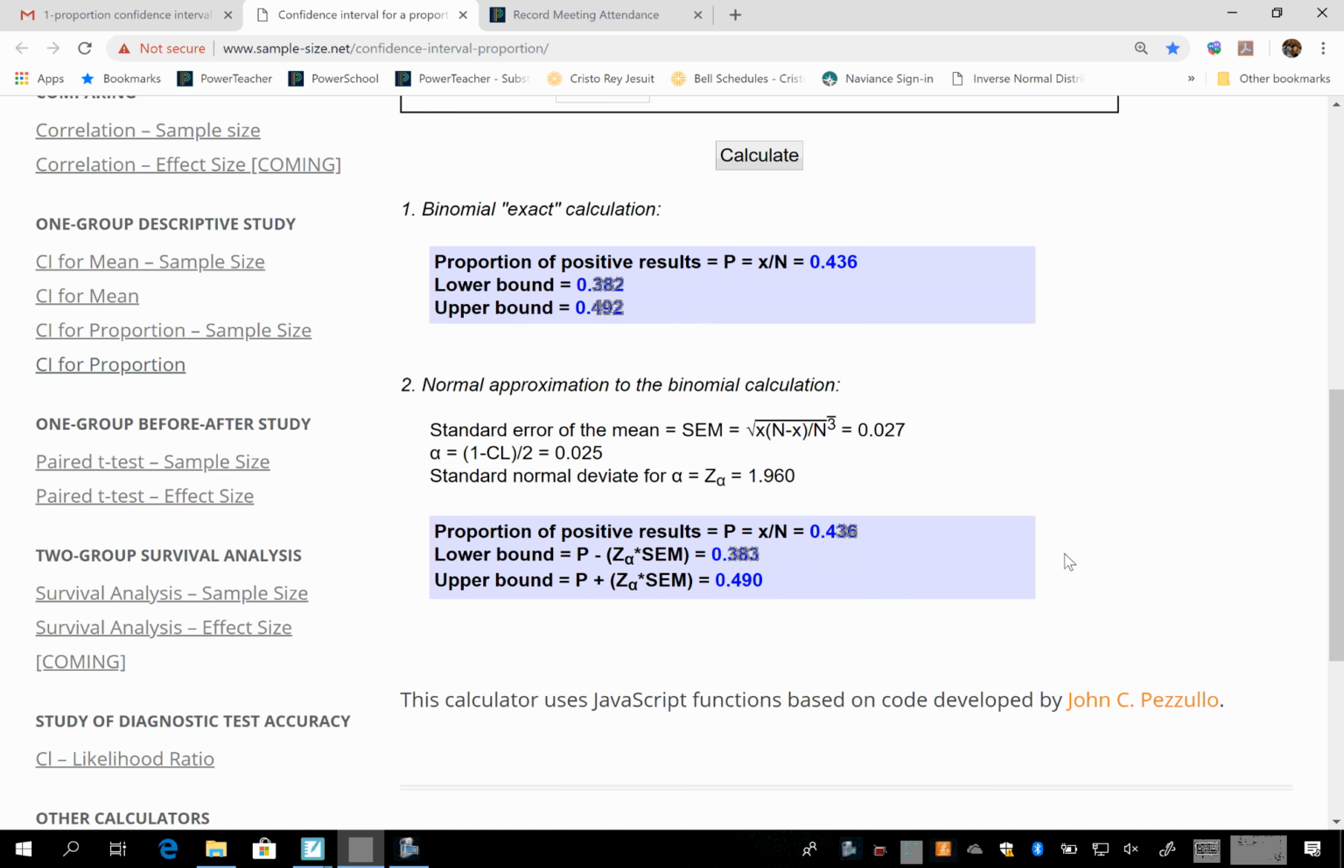I want to point out a few numbers. You guys see the 0.36 p hat? We rounded to 0.44. Do you guys see the 0.383 lower value and 0.49 upper value? That's our interval. Do you guys see the 0.027 number? That's the standard error of, it says mean, but for this it's proportion, so it's the standard error of the p hat, which we said 0.027. And then you see the 1.96, that's the z star. So everything is there. All right.